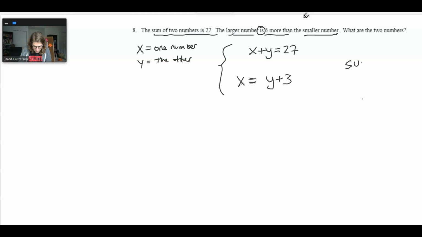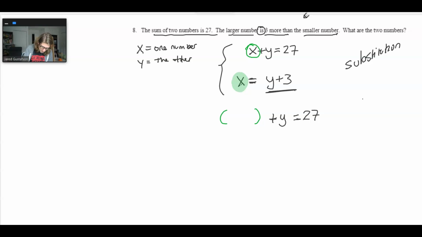This one looks ready for substitution. Why substitution? In my mind, this x is by itself. So we're going to replace x in the other equation with what it is equal to. So I'm going to take that first equation. What am I substituting in for x? Well, x is equal to y plus 3. So I'm going to plug in y plus 3.